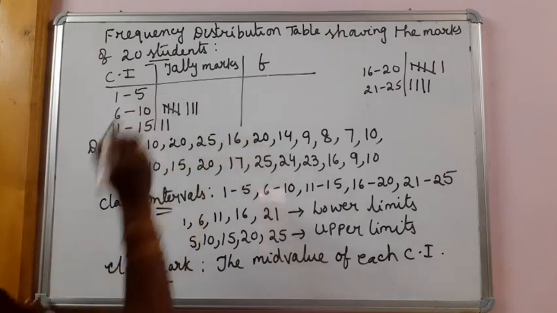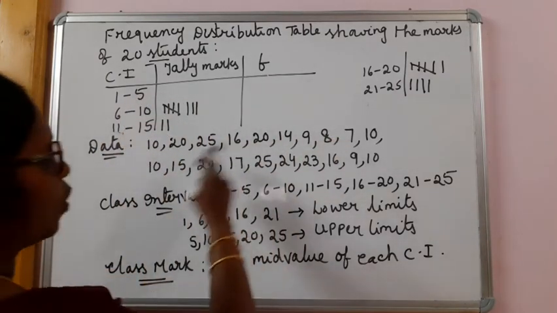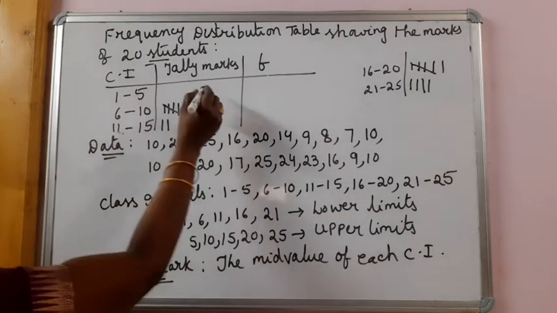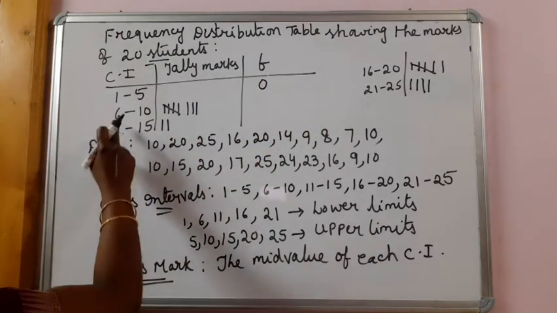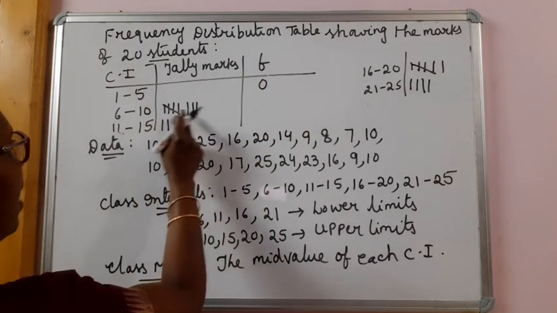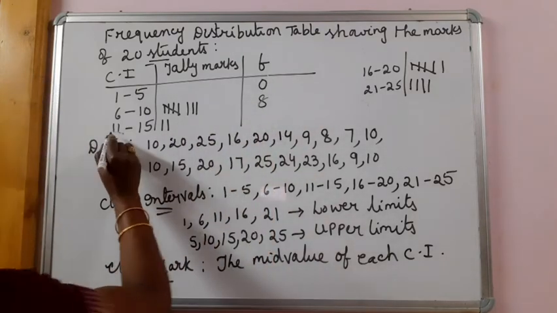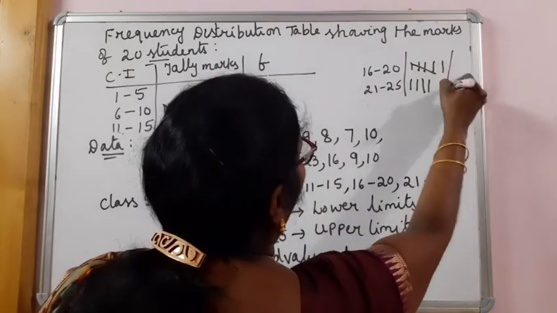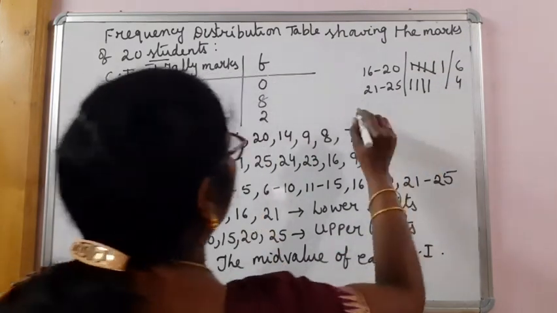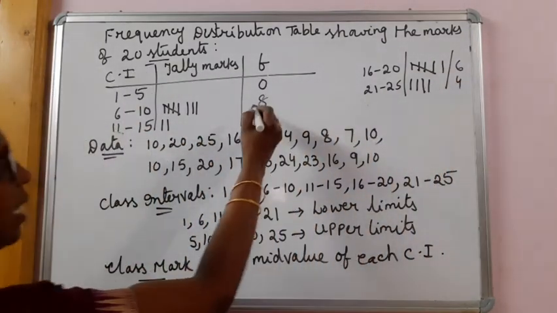again 10. So no student got from 1 to 5 marks. So frequency of 1 to 5 is 0. Frequency of 6 to 10 is 5, 3, 8. Frequency of 11 to 15 marks is 2. Here we got 6, 4. Let us see. 6, 4, 10, 8, 18, 20.